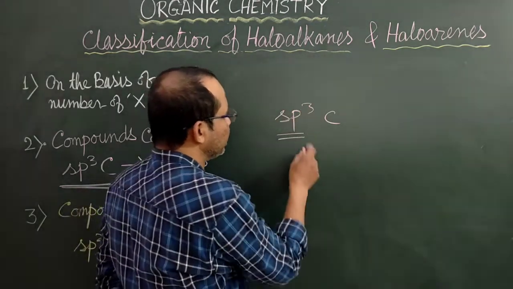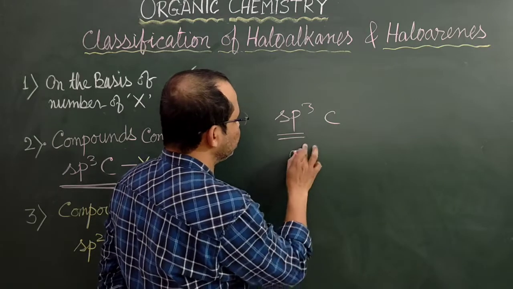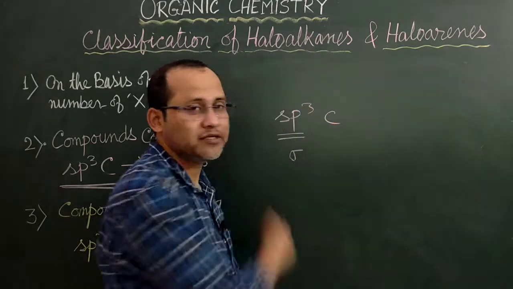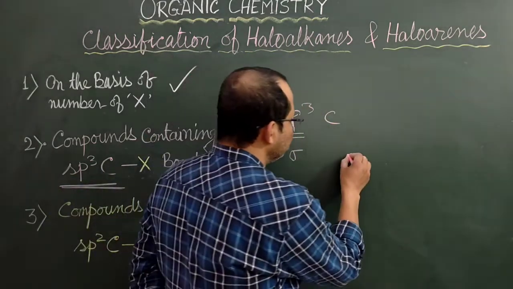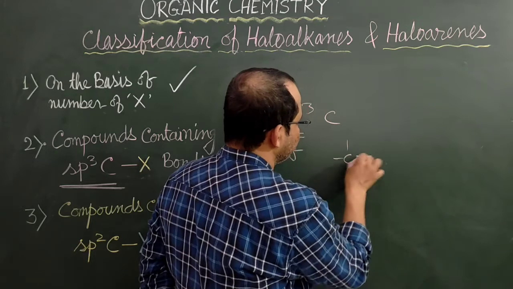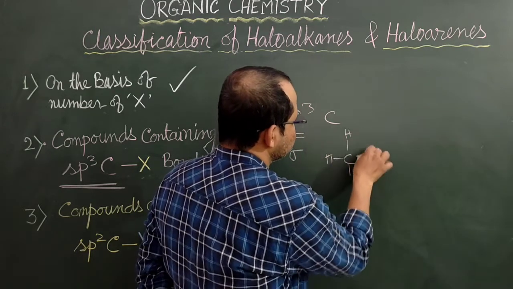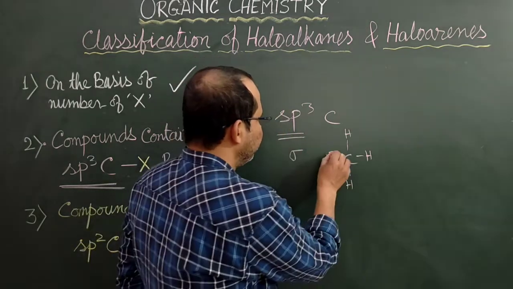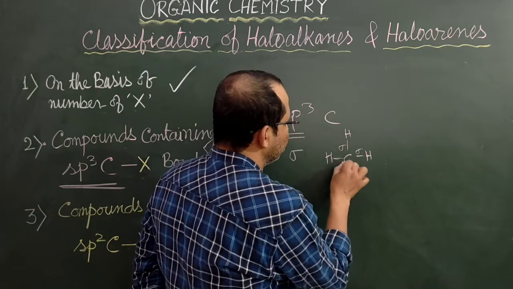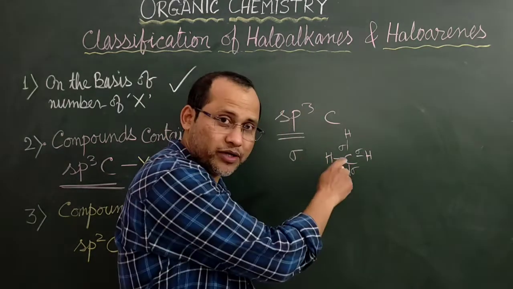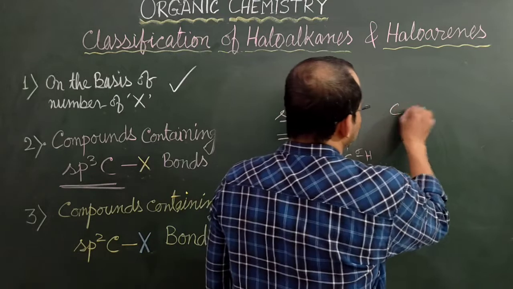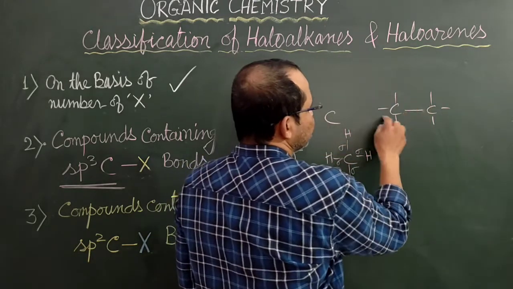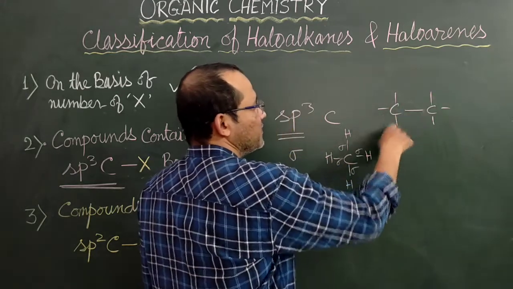Okay, so this may be determined by counting the sigma bonds linked to this carbon atom. Now if we consider this compound, all hydrogen-carbon bonds are single bonds in nature, and this type of bond is a sigma bond. In this way we may write down this compound also. Here also each and every bond is single bond in nature, so everything is sigma.